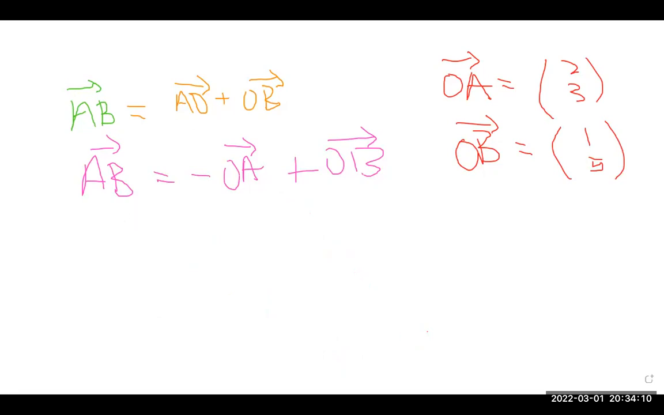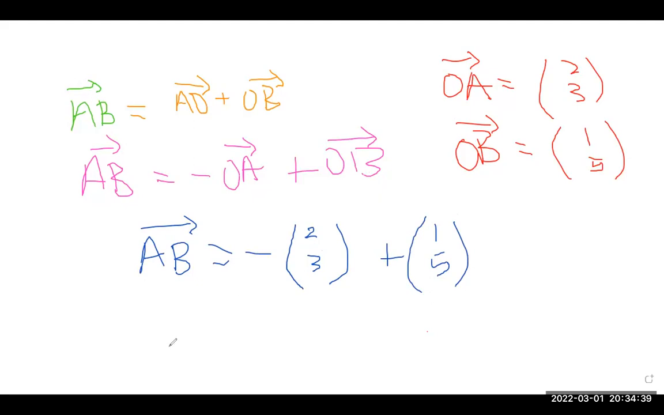So OA, B, we said that's negative OA. The column vector for OA is 2, 3. So that's negative 2, 3. And then OB, they told me it's 1, 5. It's not a fraction, it's a vector. Right. So if I multiply this column vector 2, 3 by minus 1, it would become minus 2, minus 3.